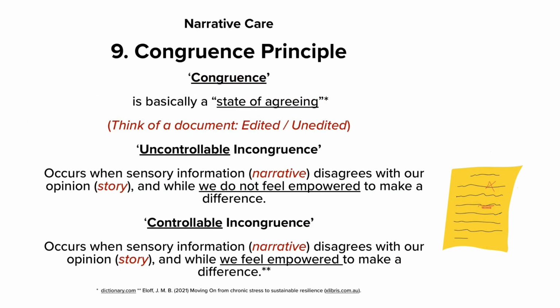The congruence principle. Congruence is basically a state of agreeing. Think of a document, edited or unedited. Uncontrollable incongruence occurs when sensory information or a narrative disagrees with our opinion or story, and while we do not feel empowered to make a difference. Controllable incongruence occurs when sensory information or a narrative disagrees with our opinion or story, and while we feel empowered to make a difference.